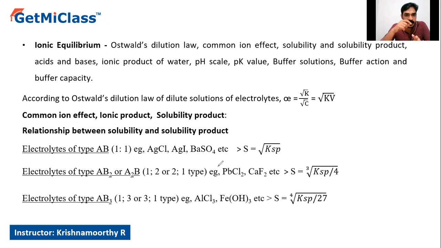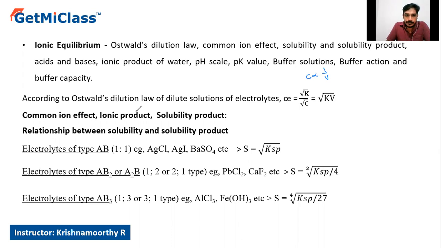According to Ostwald's dilution law, for dilute solutions of any electrolyte, you can write alpha equal to square root of K by C. And concentration is inversely proportional to volume. Therefore, we can write alpha equal to square root of K into V. We can derive this formula at any moment.